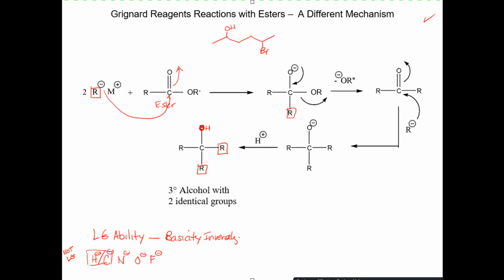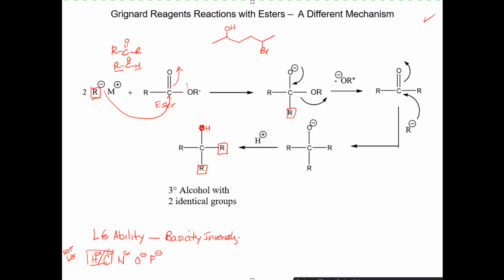So just to tie this back to where we were, when we were reacting ketones and aldehydes with a Grignard, they already started out with groups that were never going to leave, and we're adding a group that once it adds isn't going to leave either.